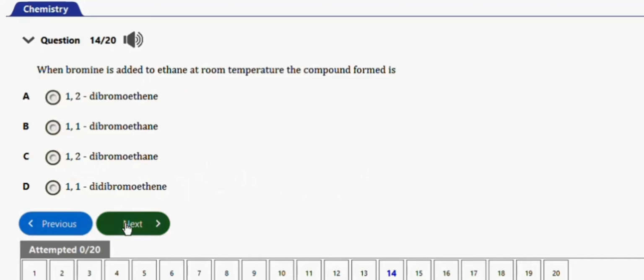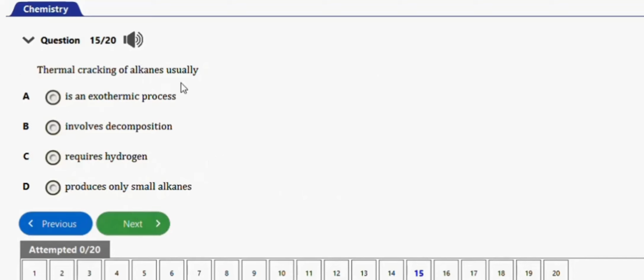The next question says thermal cracking of alkanes is usually an exothermic process, does not involve decomposition. Yes, so the right answer is option B. That's it for this question.